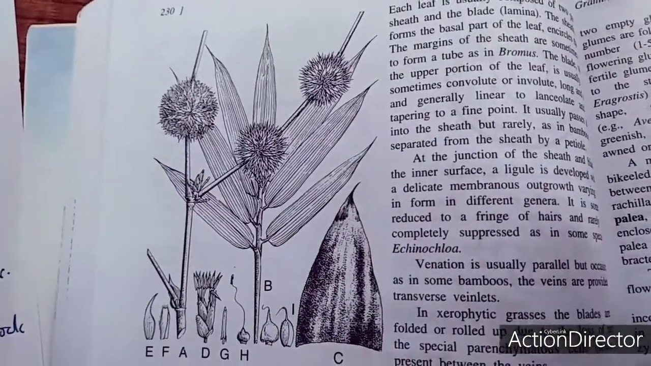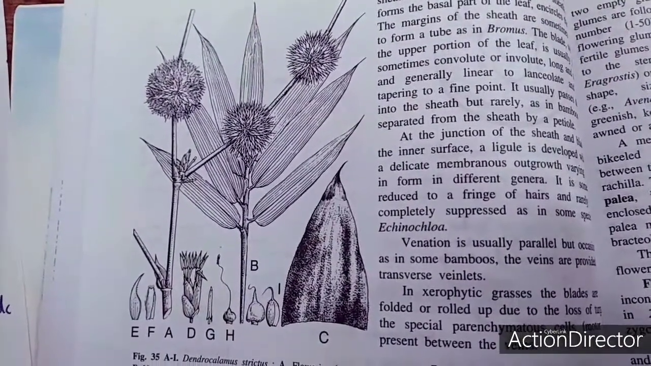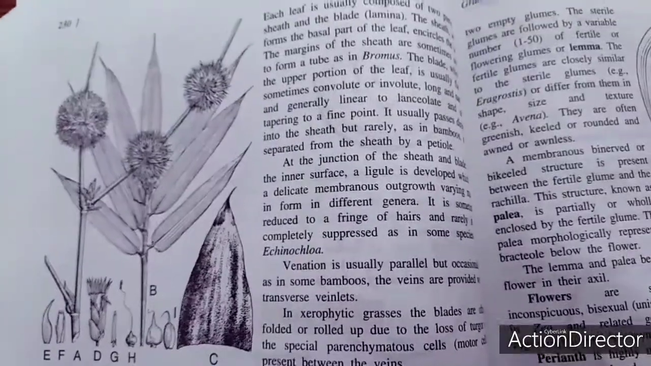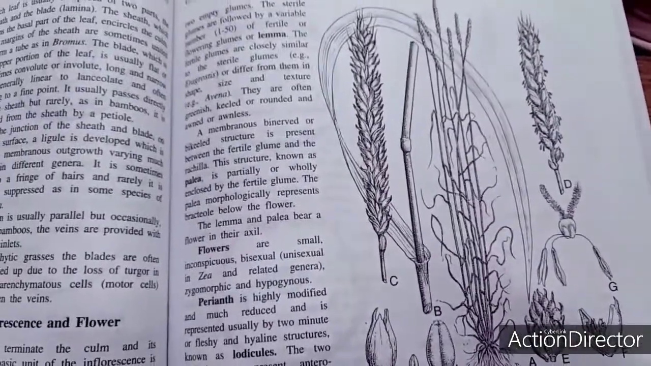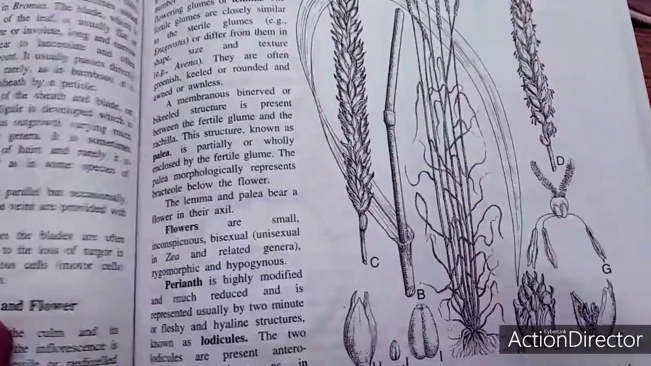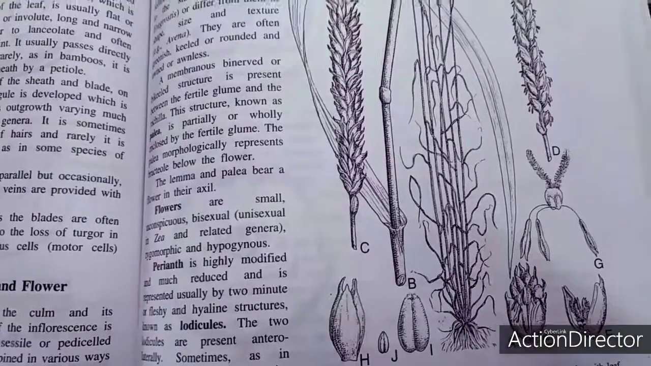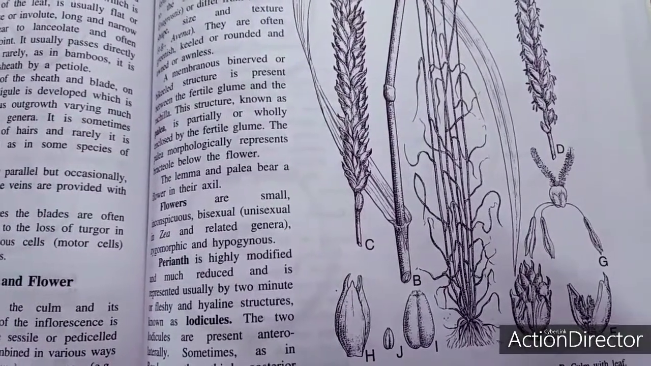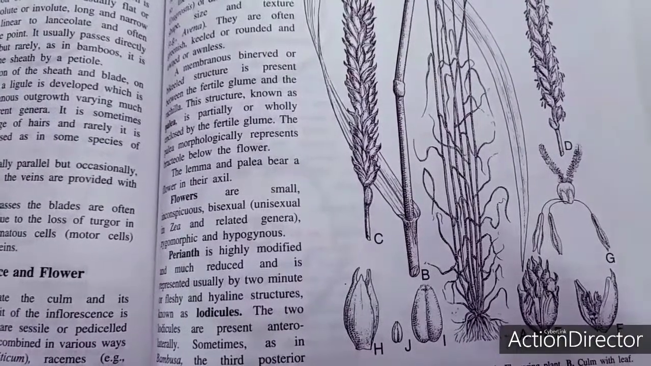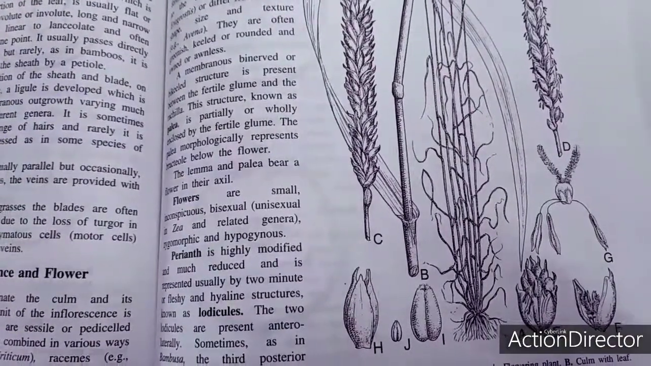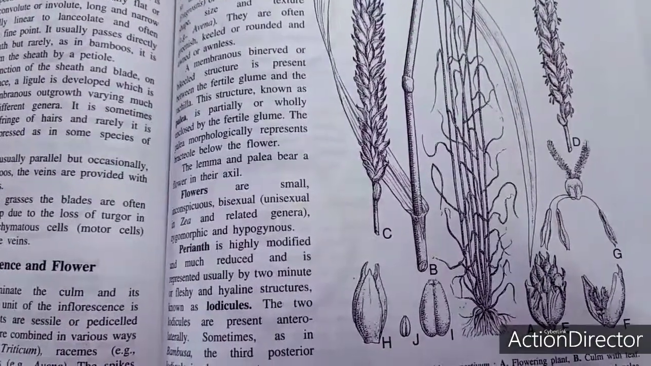The basal leaves are crowded into a tuft, but the leaves on the culms are alternate and distichous. The distichous arrangement is very common in grasses. Each leaf is composed of two parts: the sheath and the blade, or lamina. The sheath, which forms the basal part of the leaf, encircles the culm. The margins of the sheath are sometimes united to form a tube, as in Bromus.